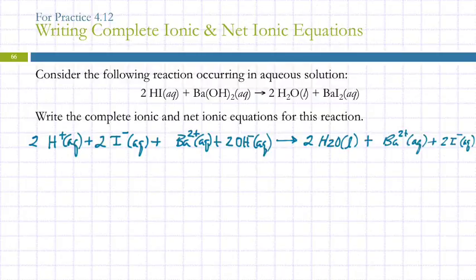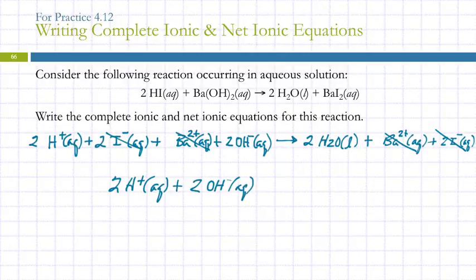Who are the spectators? Ba2 plus and I minus. And then you just copy down what's left. So I've got 2H plus aqueous plus 2OH minus aqueous forms 2H2O, liquid.